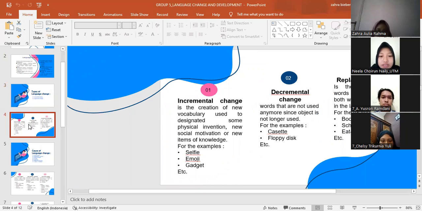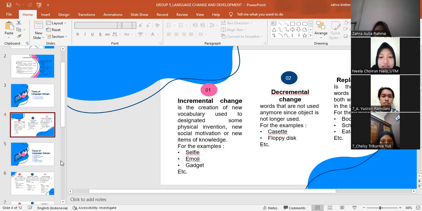Incremental change is the creation of new vocabulary used to designate some physical invention, new social motivation, or new items of knowledge. For example, selfie, emoji, gadget, and etc. Number two is decremental change, words that are not used anymore, since the object is no longer used. For example, cassette, floppy disks, and etc.